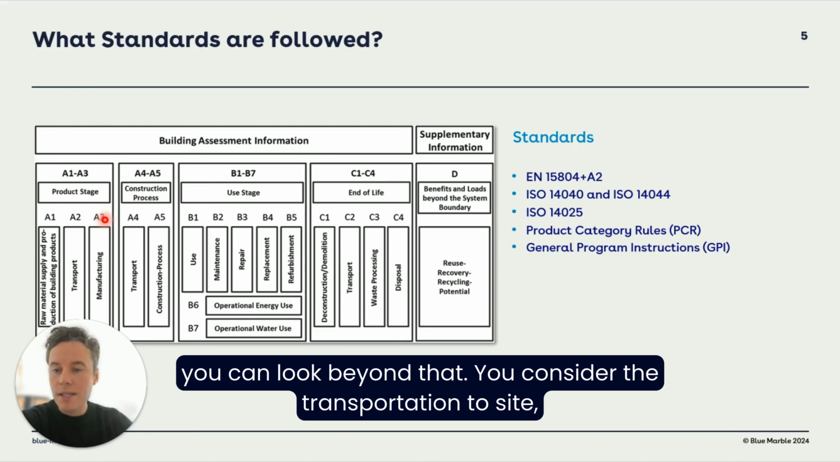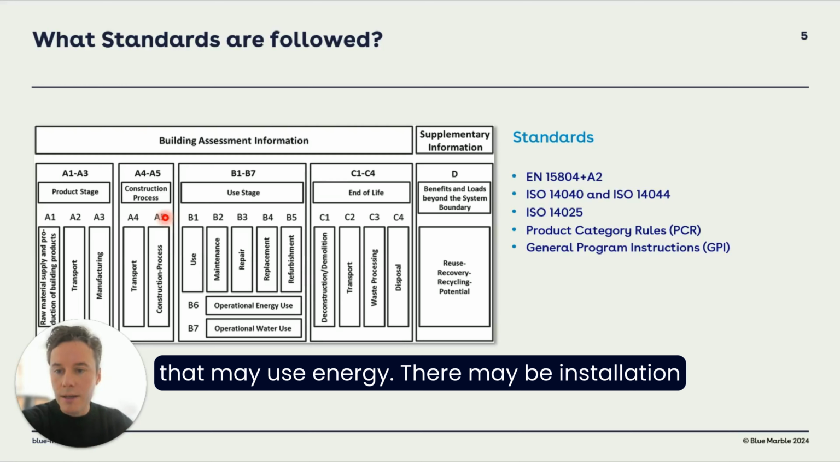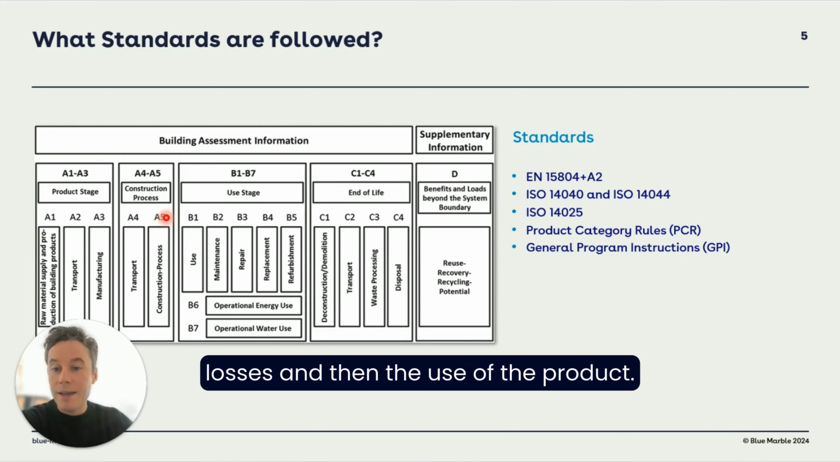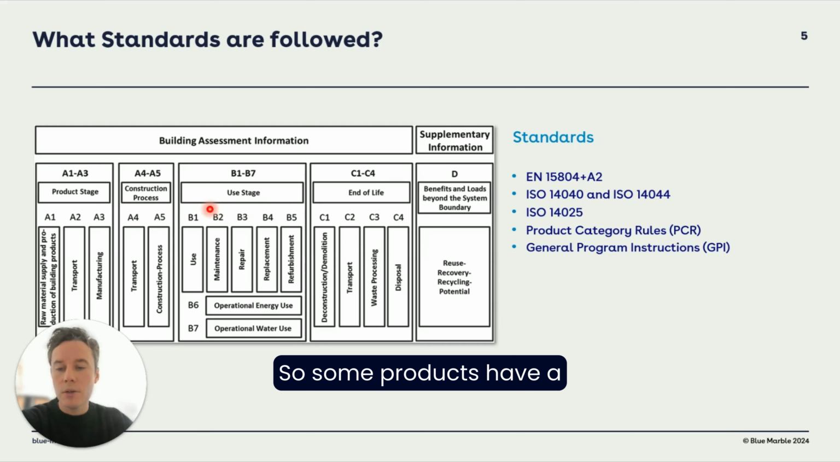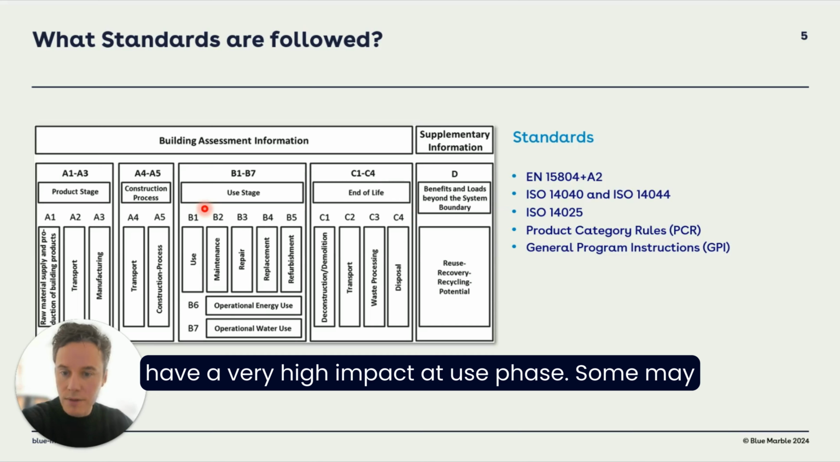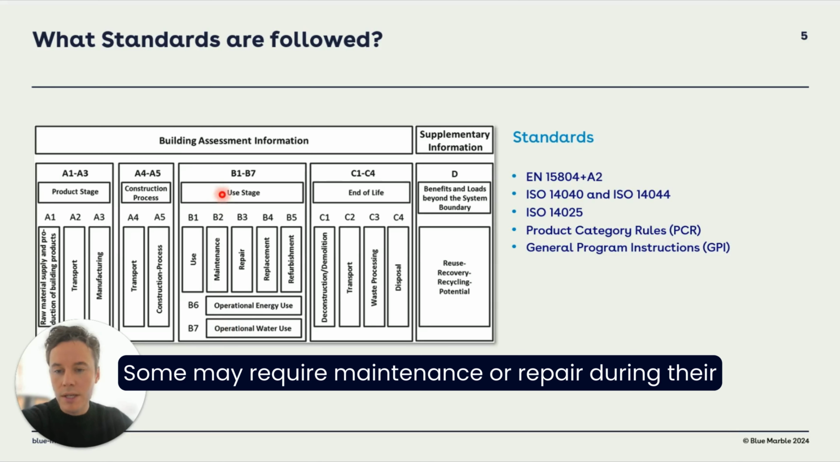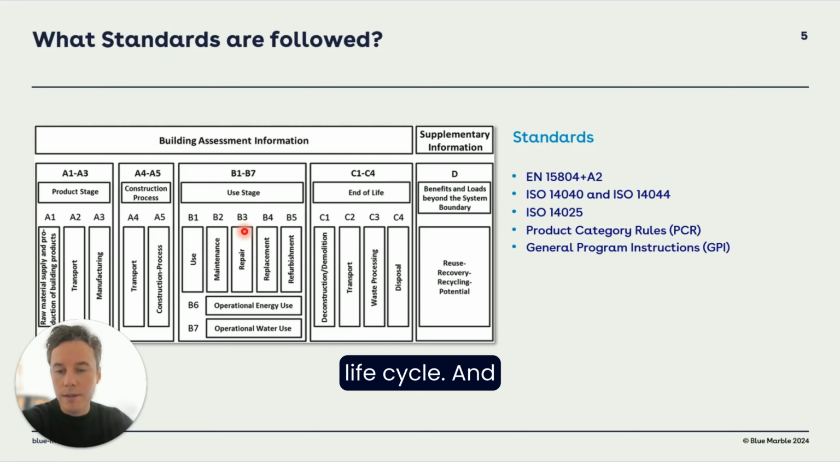Then you can look beyond that and you consider the transportation to site, the installation of the product, that may use energy, there may be installation losses, and then the use of the product. So some products have a very minimal impact in use phase, others have a very high impact in use phase. Some may have operational energy use or operational water use. Some may require maintenance or repair during their life cycle.